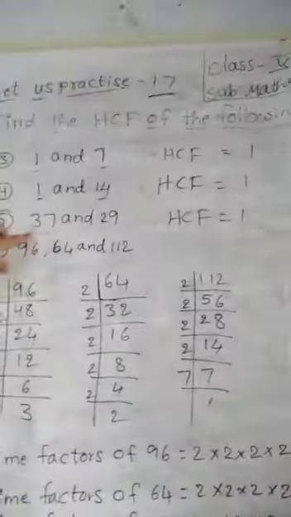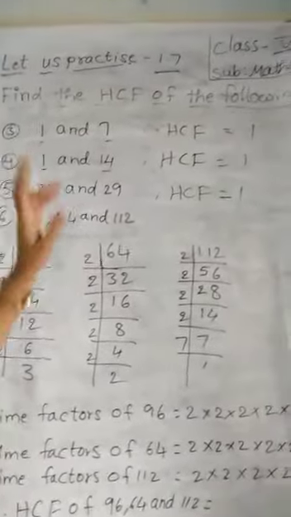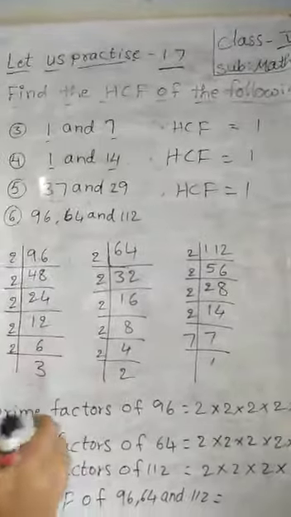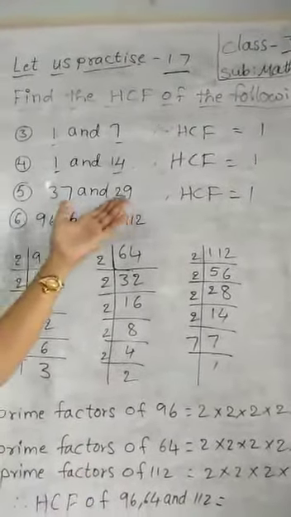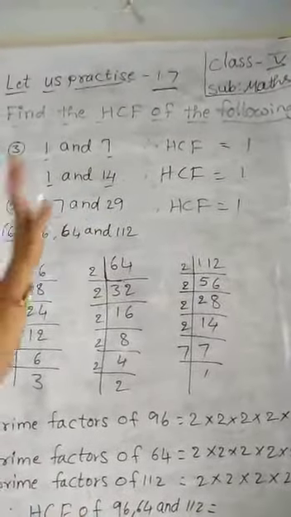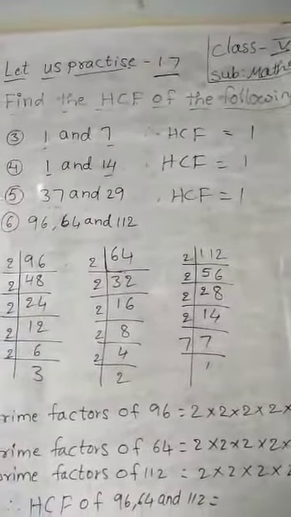These two are the first property and this one is the second property. HCF of 1 and any number is always 1. HCF of any two prime numbers is always 1. 37 has only 1 as a common factor, and 29 also has only 1. Therefore, the HCF of any two prime numbers is always 1.